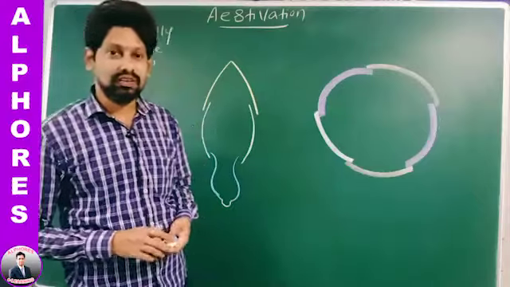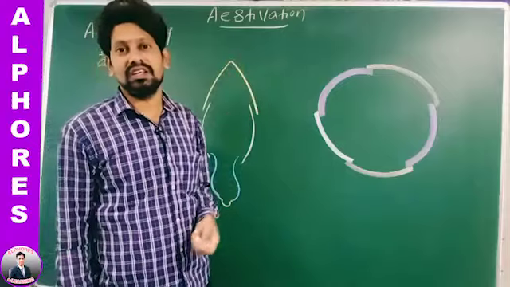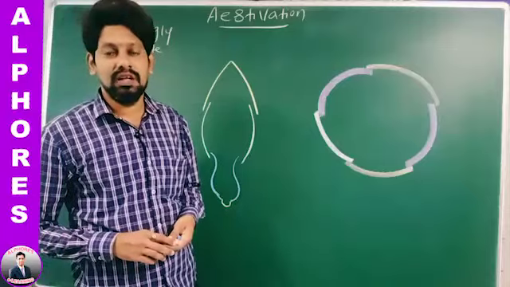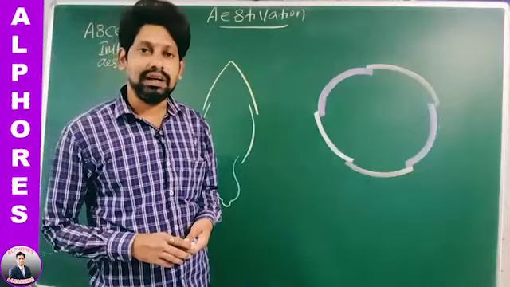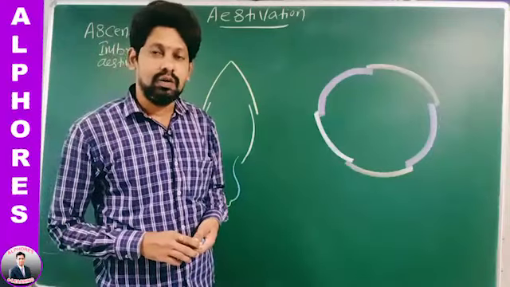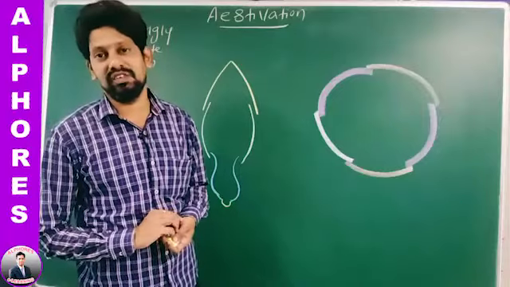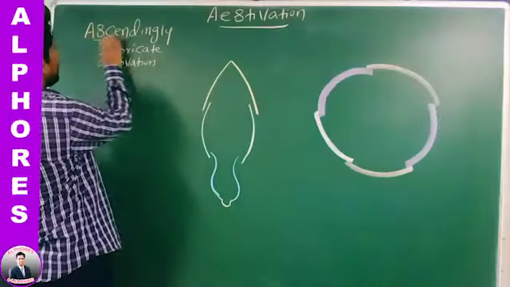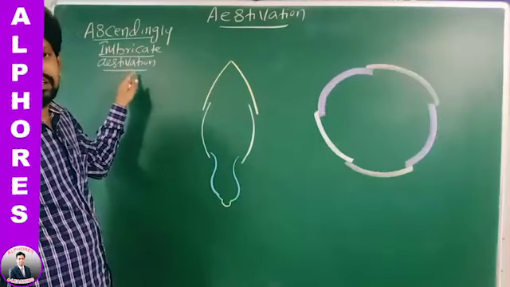In yesterday's session, we started estivation. I already told you estivation is of five types: valvate estivation, twisted estivation, ascendingly imbricate estivation, descendingly imbricate estivation, quincuncial imbricate estivation. In yesterday's session, we completed valvate estivation, twisted estivation, ascendingly imbricate estivation. Now, see one important statement concerned to ascendingly imbricate estivation.